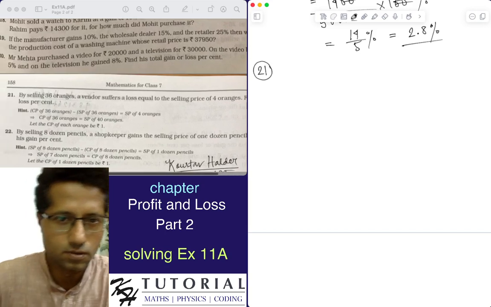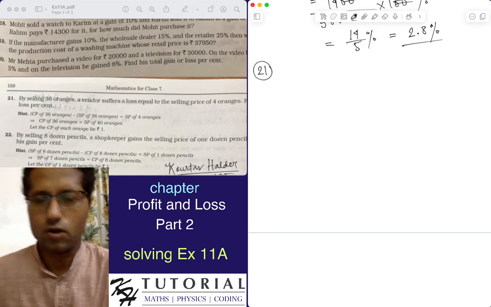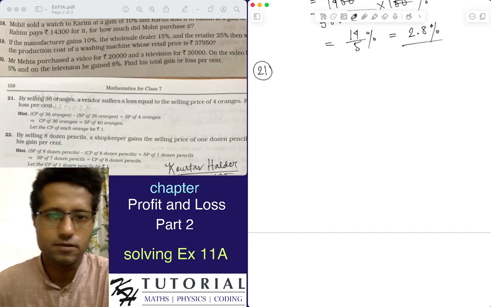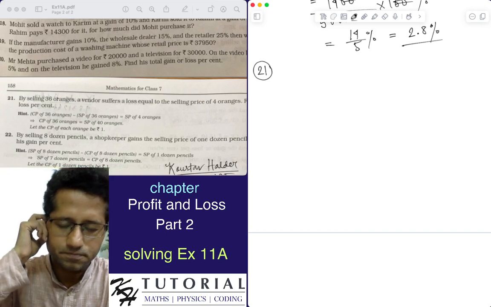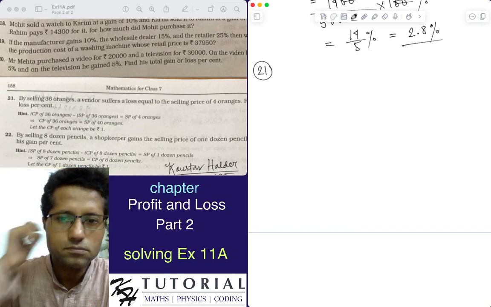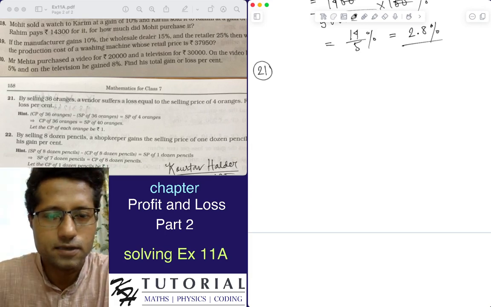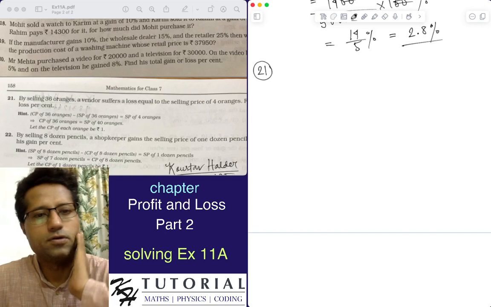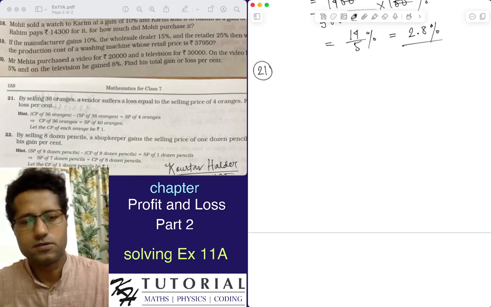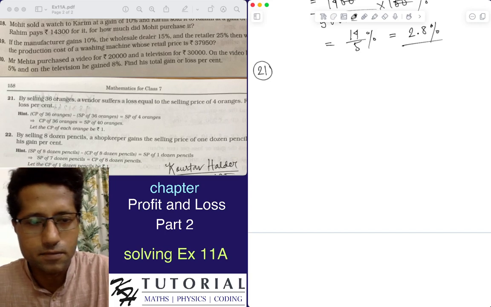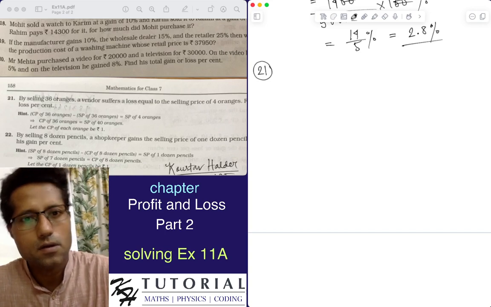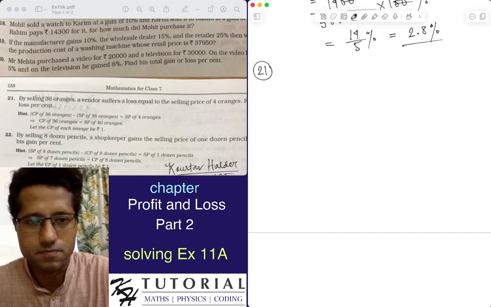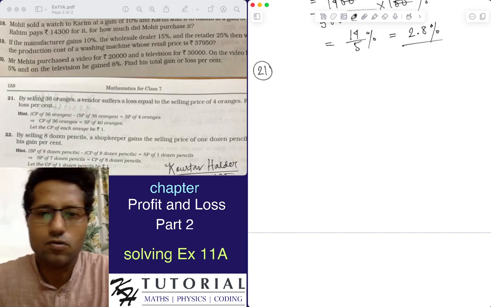Even though the hint is given, I'm not looking at the hint, just following the basic fundamental concepts of selling price, cost price, loss and gain. Let's apply those concepts. It is given that he sold 36 oranges. There must be some cost price of a single orange, and then there must be a selling price of a single orange. Now on selling 36 oranges, a vendor suffers a loss. Loss means CP minus SP is equal to the selling price of 4 oranges.